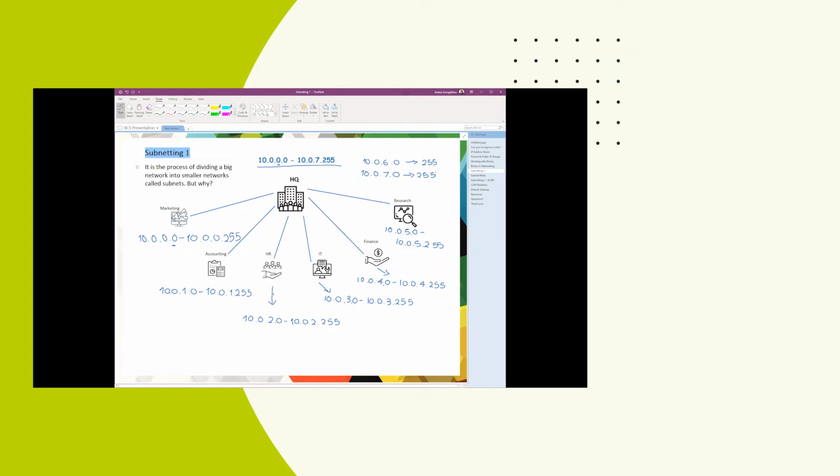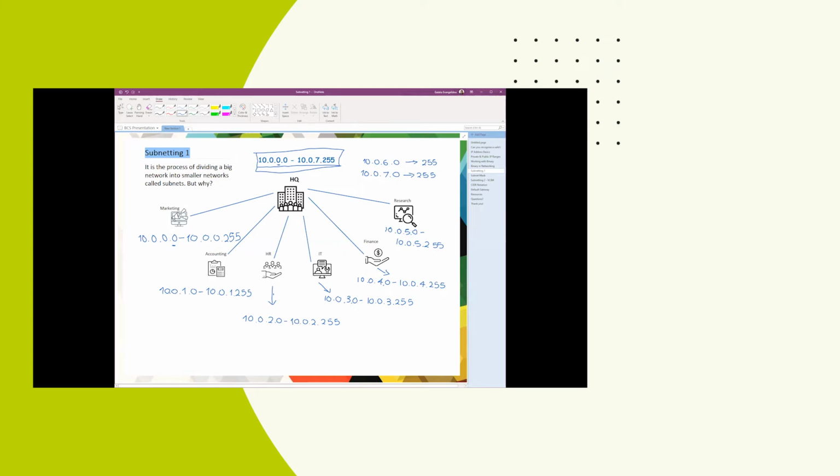Sorry, let me answer this question. Why do we need subnetting? Why did we not just take this range and say, okay, let's start from 10.0.0.0 up to 10.0.7.255 and give them all the same range? This is for 2 reasons. Reason number 1 is security.